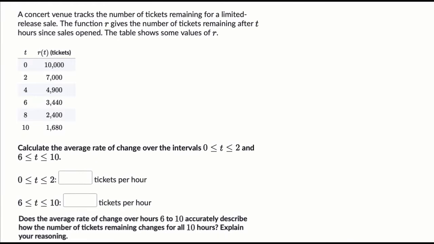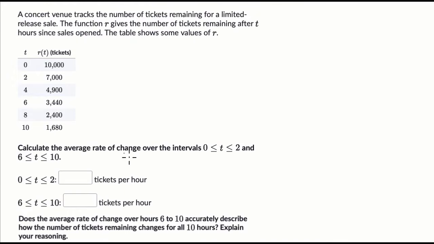Okay, so we have a multi-part question here. Let's try to do at least the first part. A concert venue tracks the number of tickets remaining for limited release sale. The function R gives the number of tickets remaining after T hours since sales opened. The table shows some values for R. Right when it opens, there's 10,000 tickets, and then as time goes by, we have fewer and fewer tickets that are remaining to be sold.